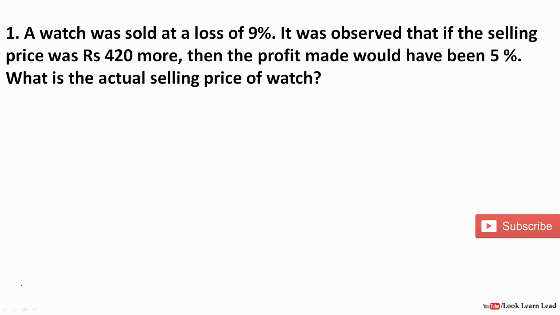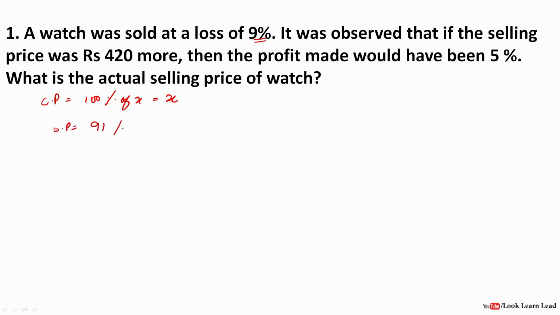So first question is, a watch was sold at 9% loss. It was observed that if the selling price was 420 more, then the profit would have been 5%. Okay, so first see the first statement. A watch was sold at 9% loss. So for this, let the cost price be 100% of X, that is, cost price be X. So if the loss is 9%, the loss is 9% of X. So our selling price would be 91% of X, that is 100 minus 9 is 91.